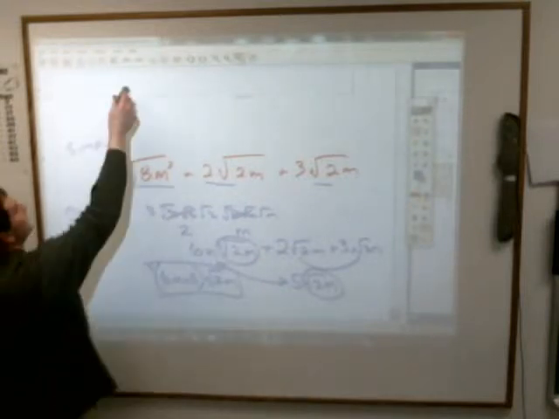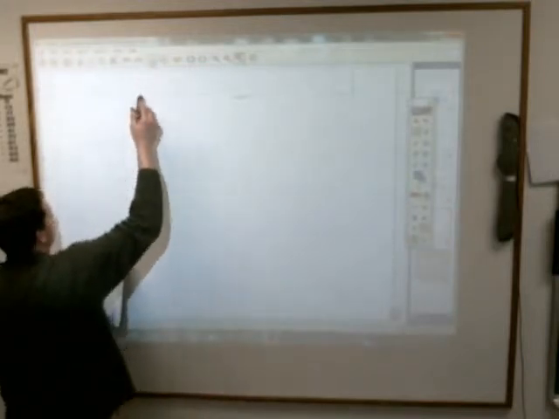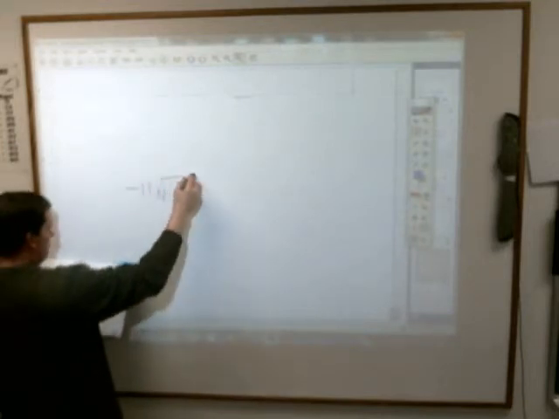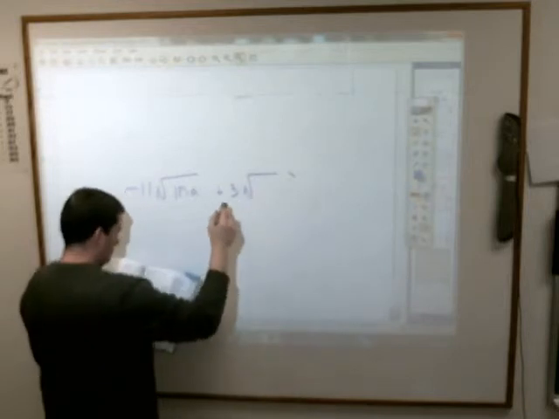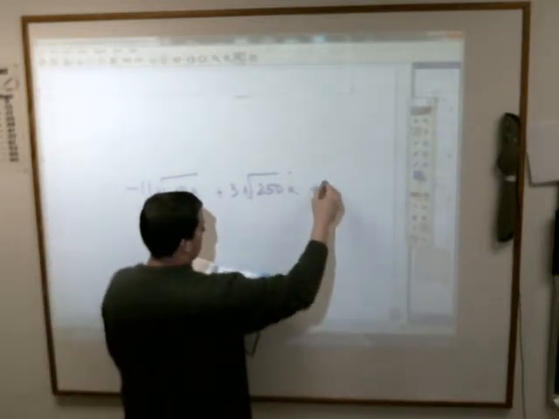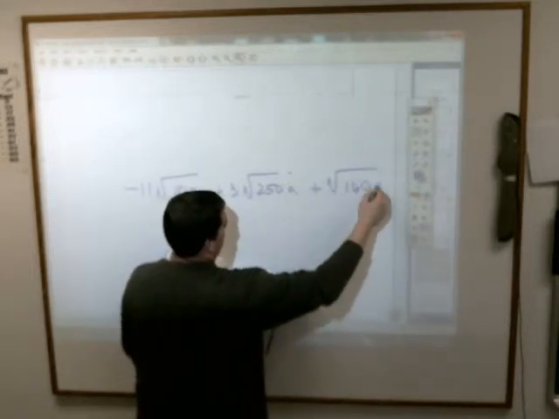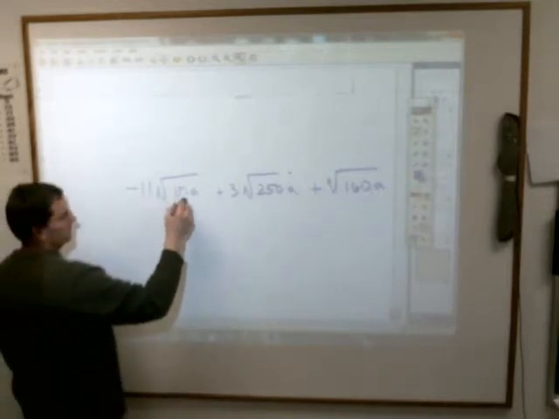Let's do another one just because. Maybe I'll give you a chance to do another one. Write down this one, practice letter F, if you follow along in the book: negative 11 times the square root of 10a plus 3 times the square root of 250a plus 1 times the square root of 160a. See if you can worm your way through the end of that problem. Break them down into their simplest forms and see if there are any like terms.